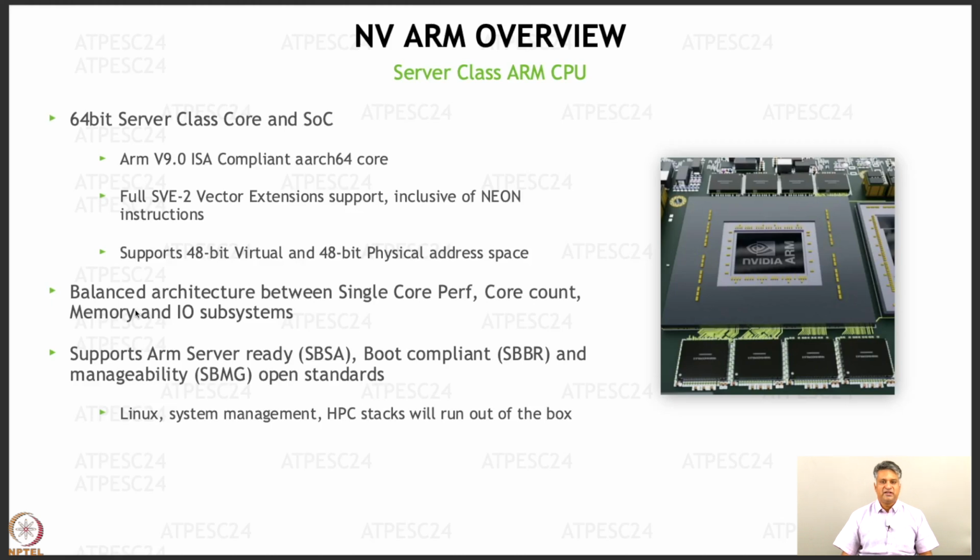Let us now see how the ARM CPU is constructed. ARM stands for Advanced RISC Machine, which is a 64-bit server class computing core, and it is also a system on chip. It supports all vector extensions and NEON instructions. It supports 48-bit virtual and 48-bit physical address space. And it gives you a balanced architecture between single core performance, core counts, memory, and the I/O systems.